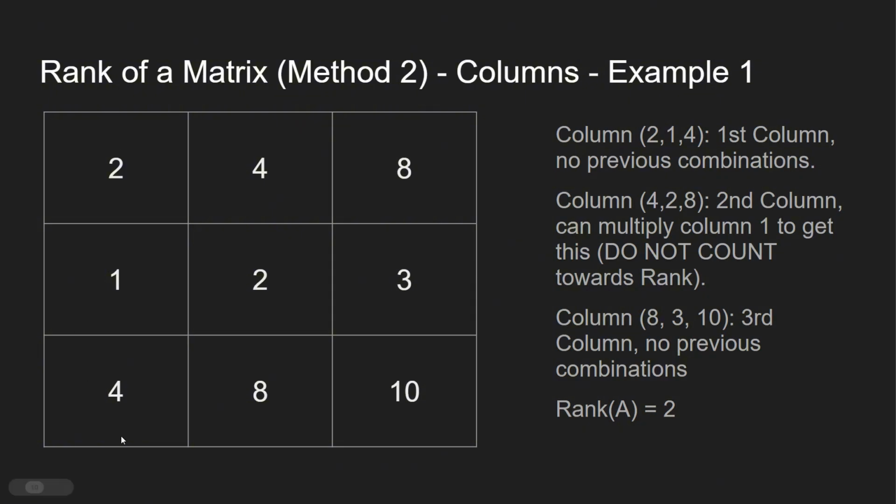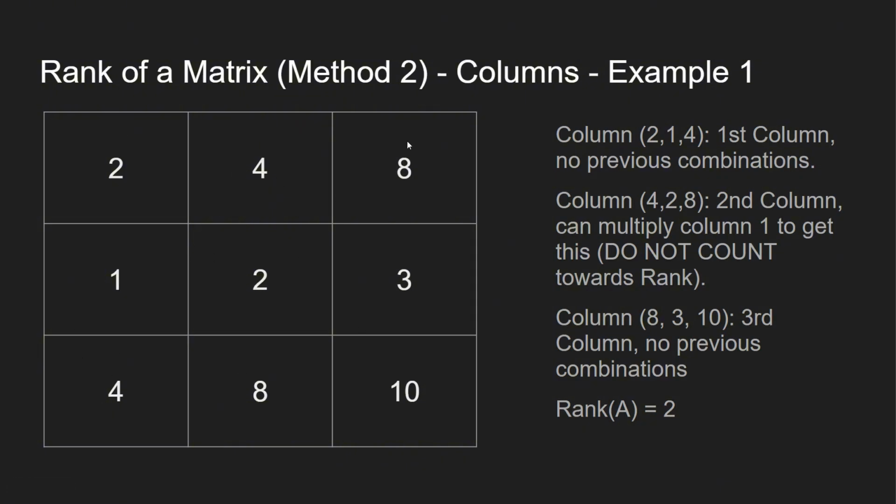So we already know our rank is going to automatically be 1. And then we go into our second column over here, and we try to see if this second column can be created by any sort of combination of the previous columns. Well, you'll notice 4, 2, 8, and then we have 2, 1, 4. That's pretty easy, right? You multiply this by 2. 2 times 2 is 4, 1 times 2 is 2, 4 times 2 is 8. So this does not count, right? Because you could just have your first column here, multiply it by 2, then we have this.